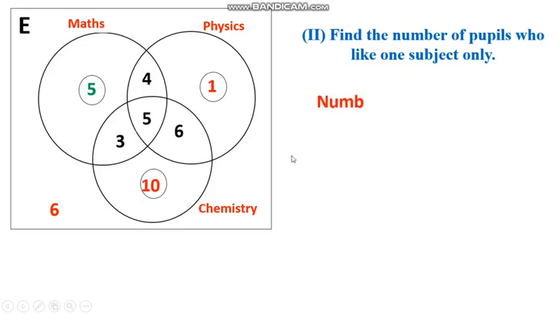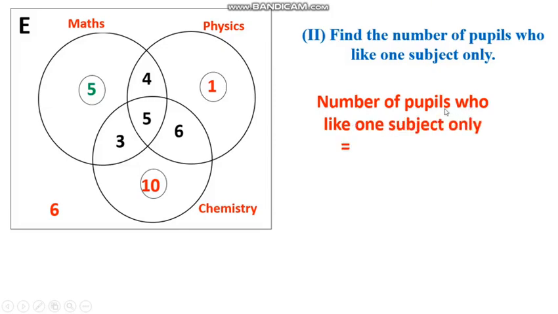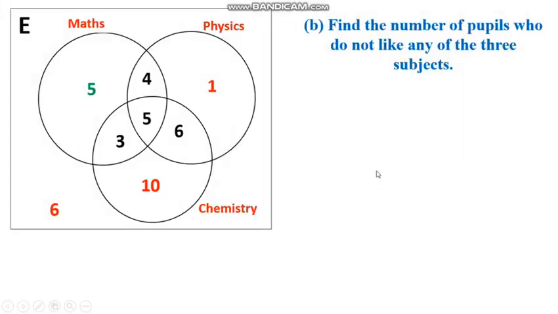So we are going to say the number of pupils who like one subject only is equal to 5 plus 1 plus 10. This will give us 16. This is our answer to our question 2.1. Now we move on to our question B.